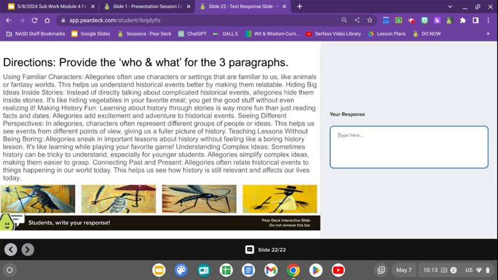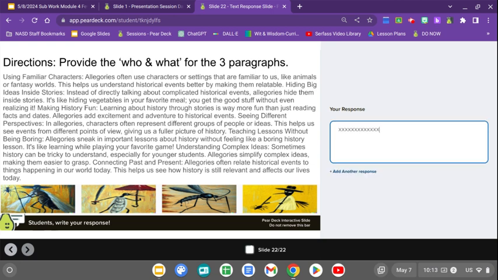Slide 22, let's provide our last who and what for these three paragraphs, or this one paragraph. Okay. Using familiar characters. Allegories often use, it looks to me like this is just a leftover slide. So what you can do for slide 22 is just put a bunch of X's. Hold down the X maybe for like a 20 count in your head. 1, 2, 3, 4, 5, 6, 7, 8, 9, 10, 11, 12, 13, 14, 15, 16, 17, 18, 19, 20. Ooh, a lot of X's there.